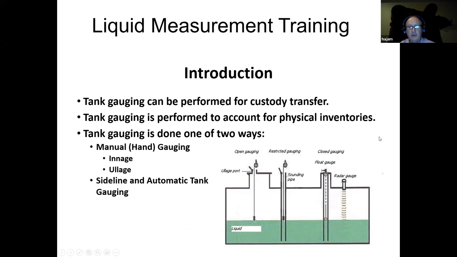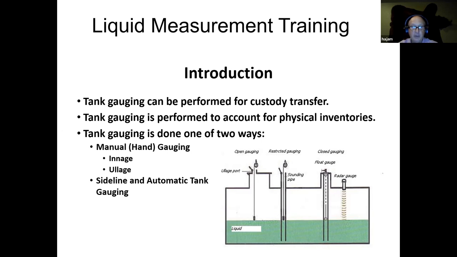So let's just do a little introduction to tank gauging. It's performed for custody transfer. It can be. It's not always used for custody transfer. Here in the States, we typically prefer to use measured volumes through a meter for custody transfer. Tank gauging is a second option and is typically less frequently used. Tank gauging is performed to account for physical inventories as well. So if I'm a shipper of crude oil, I want to make sure what my inventories are before I ship and what they are after I ship, so I understand how many barrels of crude oil I shipped. And we call that physical inventories.